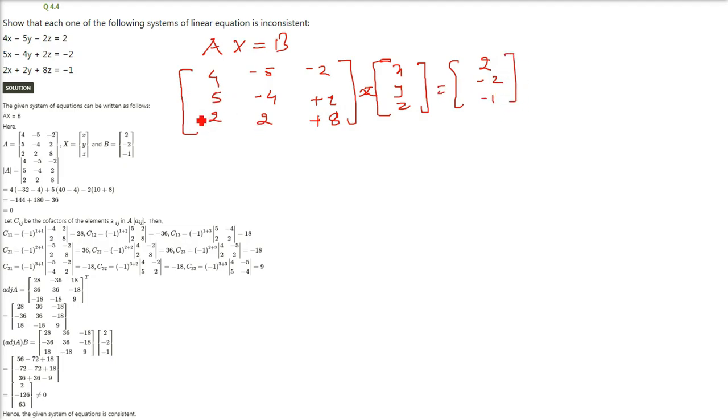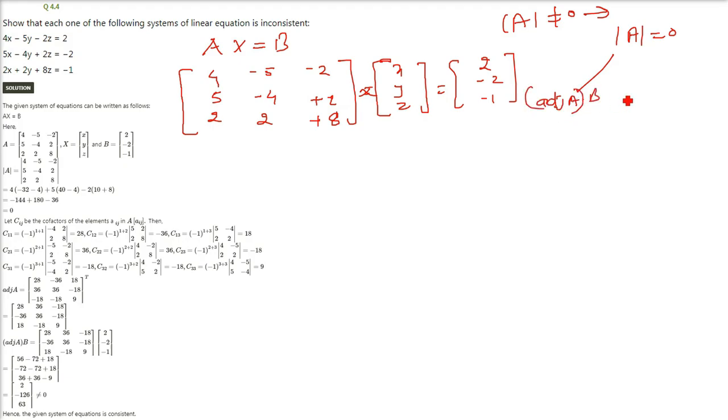Now see, determinant of A we have to find out. Let me revise it for you. See, the determinant of A is 0 or not. If the determinant of A is not equal to 0, you will get a solution, it is consistent. We already solved this type of questions. But if the determinant of A is equal to 0, then what will you do? Adjoint of A into B you will find out.